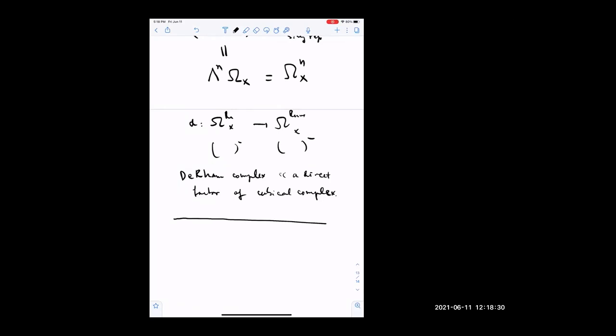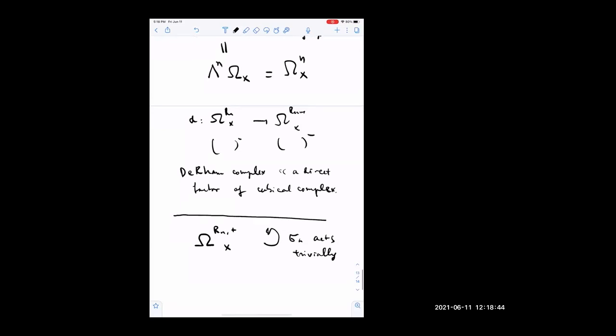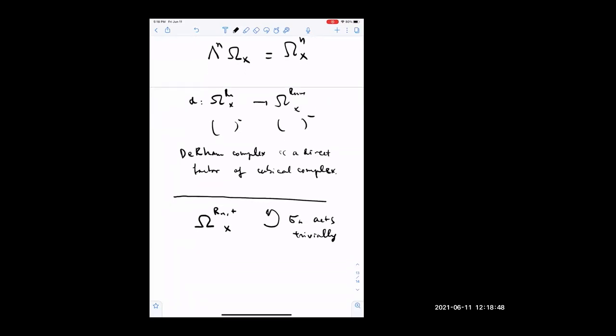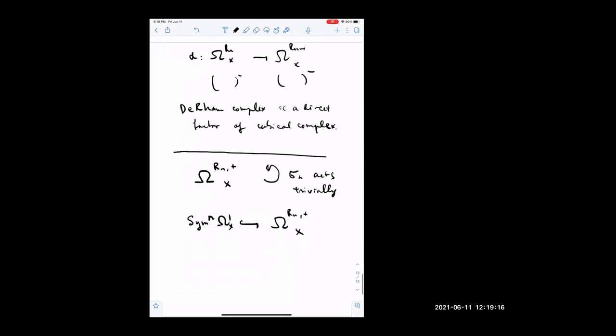So let's try to figure out what is the symmetric part, of Omega Rn plus of x, where Sn acts trivially. So first of all, just by the same decomposition, you can see that Sym n of Omega 1 of x, there's a canonical map, is a direct factor of this. So definitely, then you can really define what is the differential of a symmetric form. So there is a definition, because this Sym n is a direct factor of this. But this one is a sub-bundle of this. But this is just way bigger. So for n equal to 2, you can compute it.